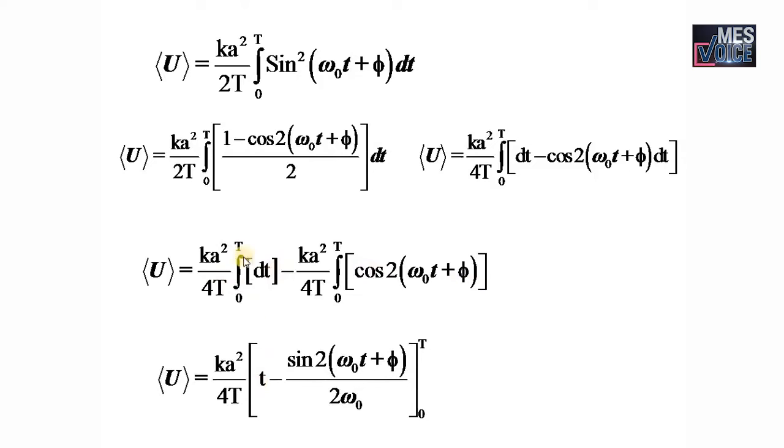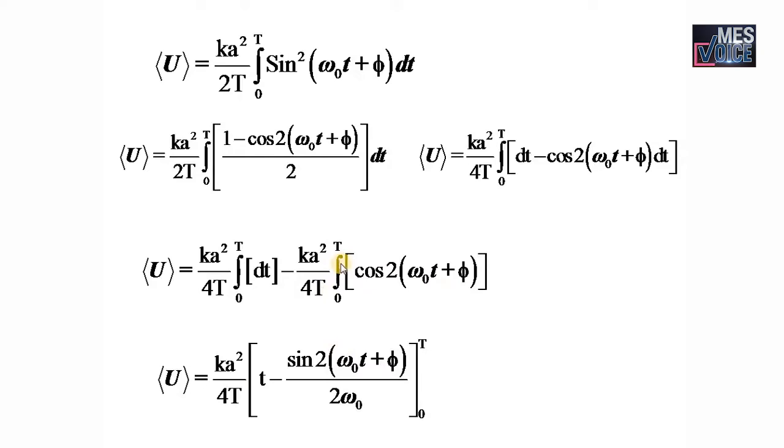You have dt, the integral of dt is t, and the integral of cos(2ω0t + 5) will be sin(2ω0t + 5) divided by 2ω0. So your limits are 0 to T. So one thing is clear, when we integrate a sine function over a complete cycle, its value will be 0. So this is obvious from this expression that only the first term will remain, the second term will get cancelled because of this mathematical identity.